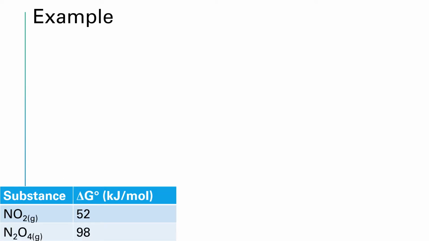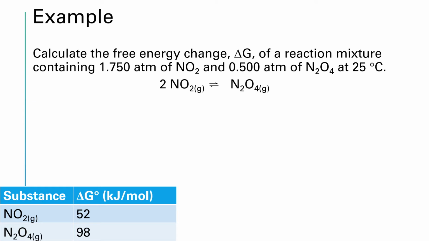All right, so we're going to work an example where we use the equation we looked at on the last slide. It says calculate the free energy change delta G of a reaction mixture containing 1.75 atmospheres of NO2 and a half atmosphere of N2O4 at 25 degrees C. This is for the dimerization of NO2 to make N2O4. Notice down the lower left, we are given the delta G's of formation of NO2 and N2O4.